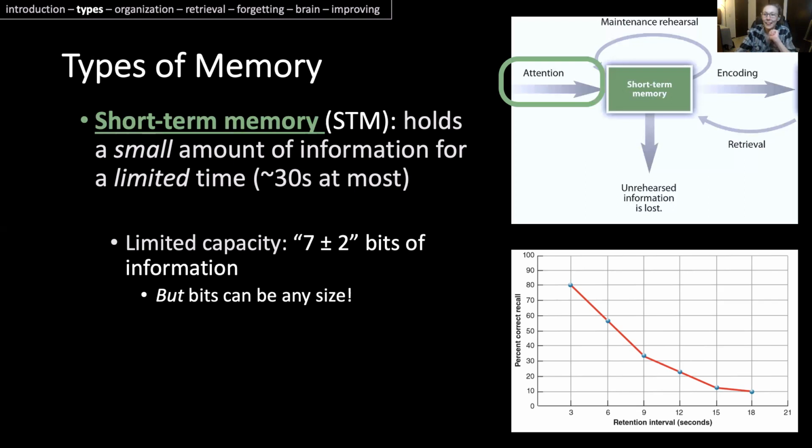Now, an interesting caveat of this is that bits of information can be just about anything. Bits can be any size. So this might be a digit, a number, or a letter, or a word, or a sentence. It can be a variety of different things. So there are a variety of individual differences in people's memory capacity.